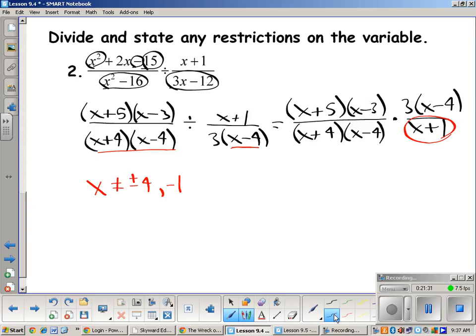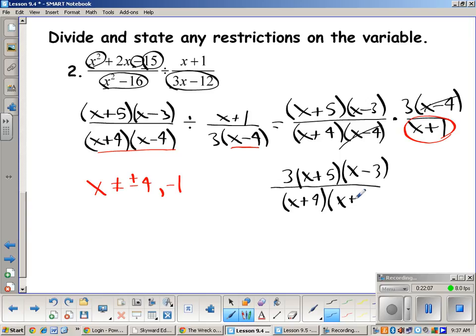Okay? Do we have any common factors? Yeah. X minus 4. X minus 4. Leaving me on top with X plus 5, X minus 3, and a 3. I'm just going to move that 3 out front. Whenever there's a lone term like that, I like to just put it up front. Okay? Doesn't mean it's more right than anybody else's. It's just what I like to do. X plus 4 and X plus 1.